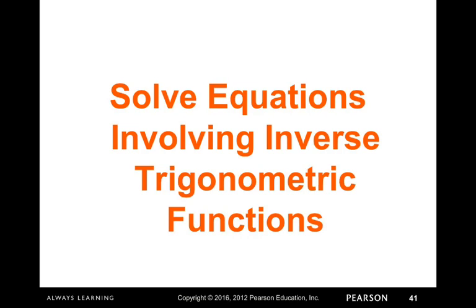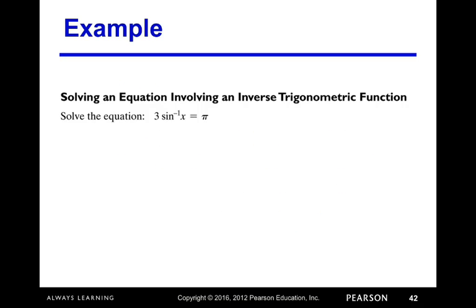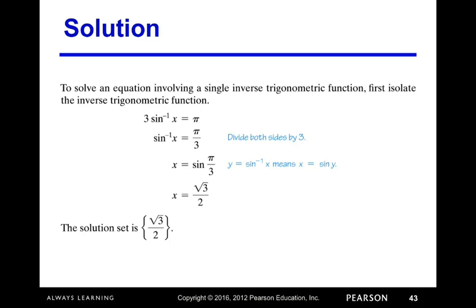Okay, solve equations involving inverse trig functions. So we have 3 times the inverse sine of x equals pi. We're going to solve for the inverse sine, so we divide both sides by 3, and then we apply the definition. If y is equal to the angle that has the sine of x, x is equal to the sine of y. So if pi over 3 is equal to inverse sine of x, x must be the sine of pi over 3, and then you just look it up or figure it out. The solution is square root of 3 over 2.